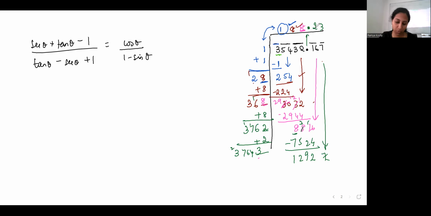Has anyone finished the proving question? Yeah, the answer is correct. It was 188.2343.